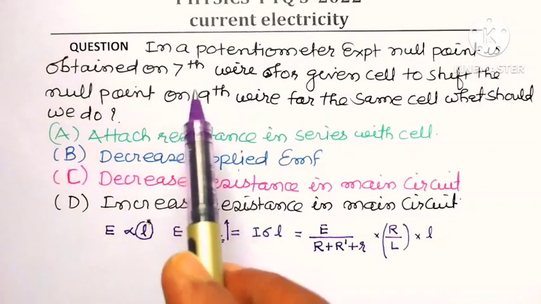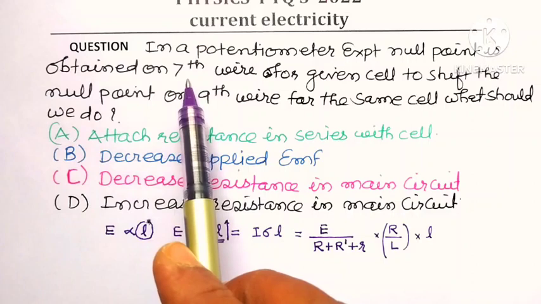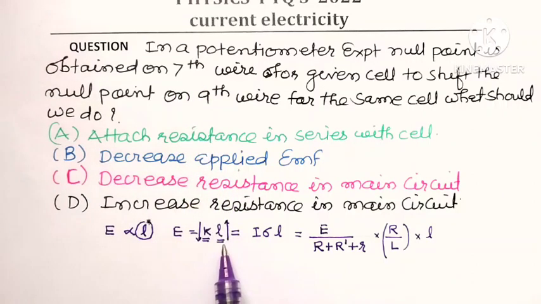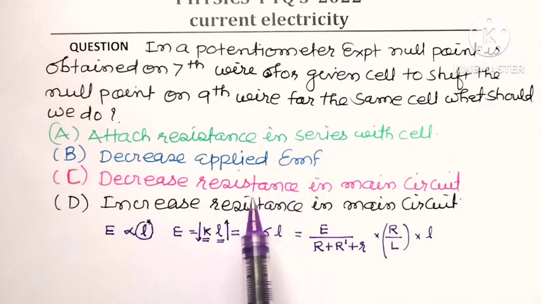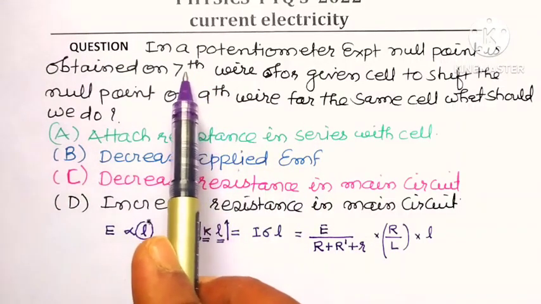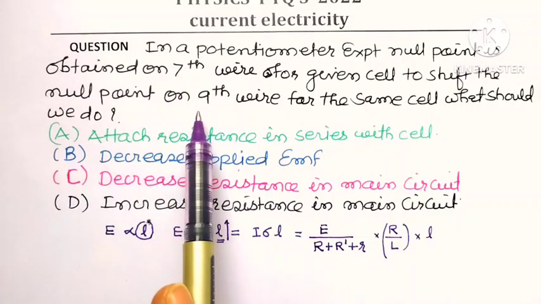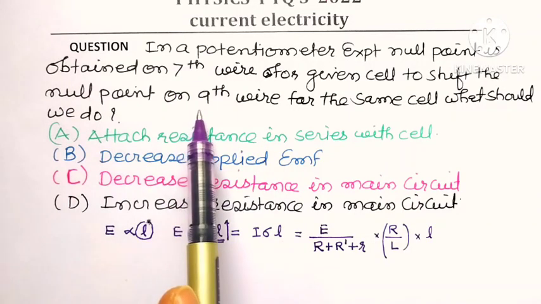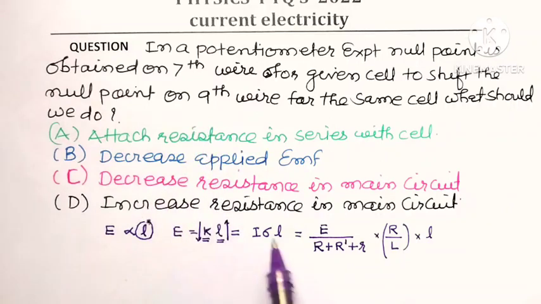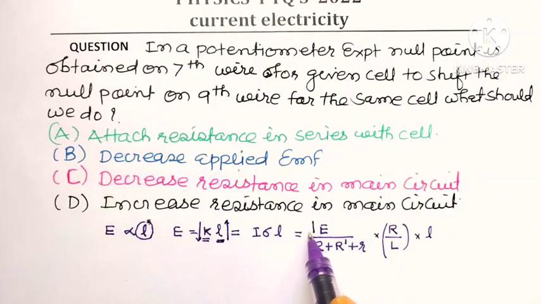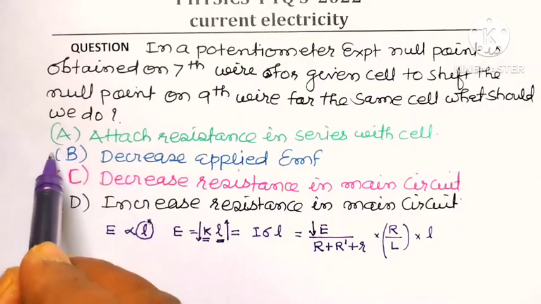See here carefully. The initial balancing length is on the 7th wire, meaning L is somewhere between 600 and 700 for a given cell, and we want to shift that null point from the 7th wire to the 9th wire so that the new balancing length is somewhere between 800 to 900. So to increase this balancing length L, this K must be reduced, and this potential gradient K can be reduced by decreasing the applied EMF, which means option B is correct.